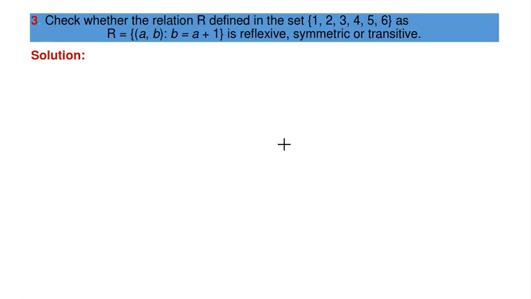For the next question, check whether the relation R defined in the set 1, 2, 3, 4, 5, 6 as given is reflexive. A comma B is the representative element. The relation between A and B is that B is one more than A. B is one more than the pre-image. The image is one more than the pre-image, and we have to test whether the relation is reflexive, symmetric or transitive, one by one. First, let us discuss the reflexive case.